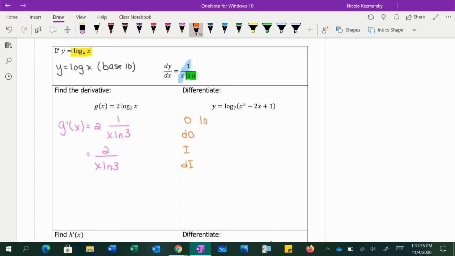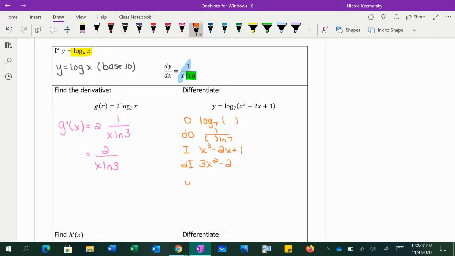The outer is our log, so log base 7 of something. The inner is the polynomial, x cubed minus 2x plus 1. The derivative of the outer is going to be, using our rule, 1 over natural log of 7, because the base was 7. And the derivative of the inner is going to be 3x squared minus 2.